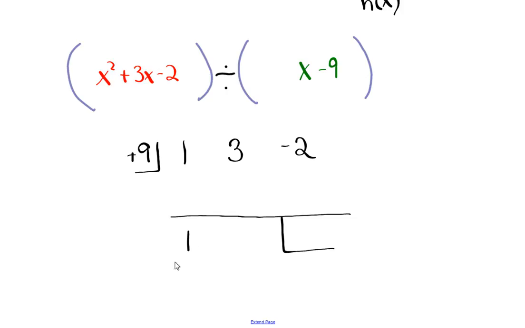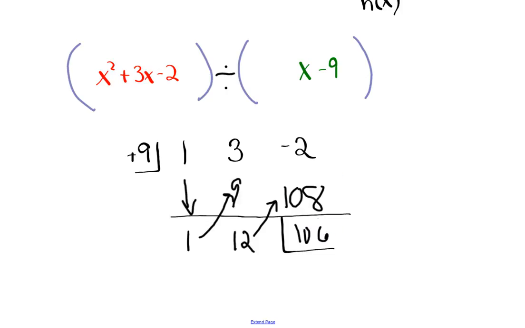Then 9 times 1 is 9. Add them together, we get 12. 12 times 9 is 108. And 108 added to negative 2 is 106. And my answer is 1x plus 12 plus 106 over x minus 9.